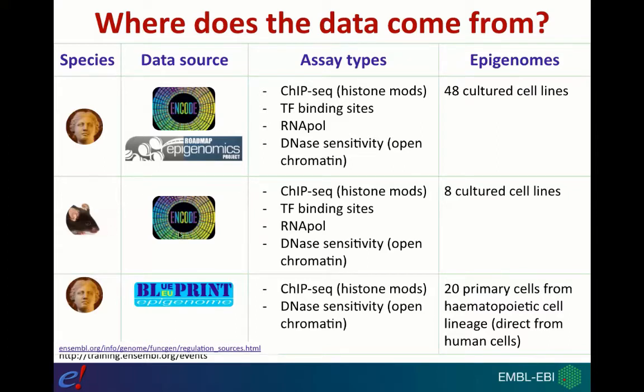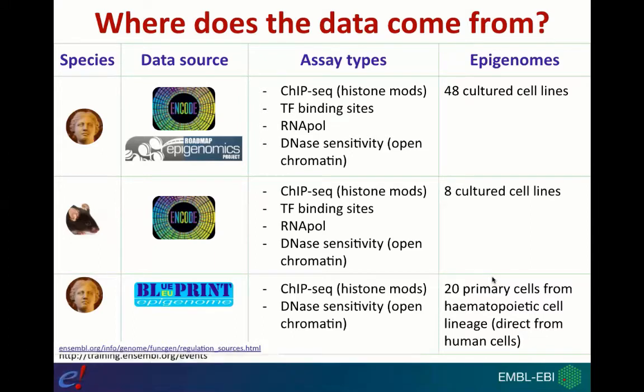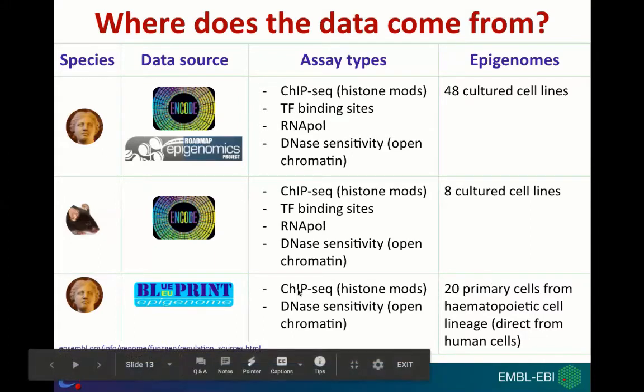For mouse, we have something similar from the ENCODE project for 8 different immortalized mouse cell lines. So we have, again, ChIP-seq, transcription factor binding site, RNA polymerase, and DNA sensitivity data for these 8 mouse cell lines. And then finally, for human, we also have data from a third project called the Blueprint project. And this actually looked at 20 different, or actually now more, primary cell types from the hematopoietic cell lineage, so direct from human cells. The Blueprint project looked at ChIP-seq data and DNA sensitivity data across these different blood cell types.